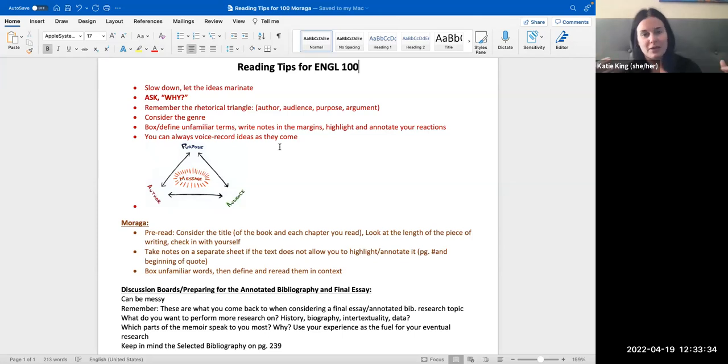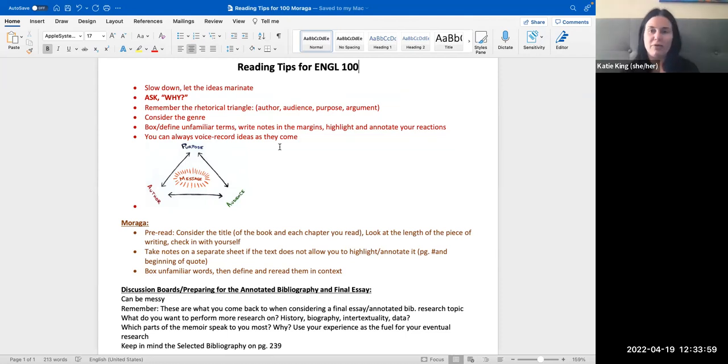So that's just kind of the basics. Now let's go to Moraga specifically. The first thing you'll want to do whenever you're sitting down to read this is to pre-read. Think about not just the title of the book, but the title of the chapter. Why did she title that chapter with those words? Maybe she mentions it, maybe it's a reference to something, maybe it's intertextual, check it out.